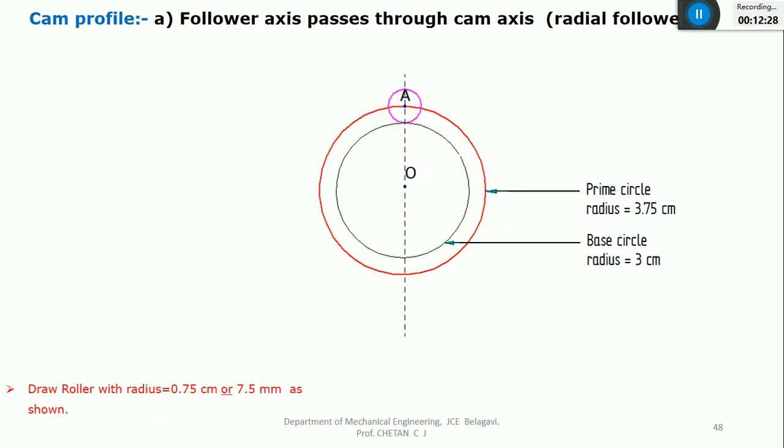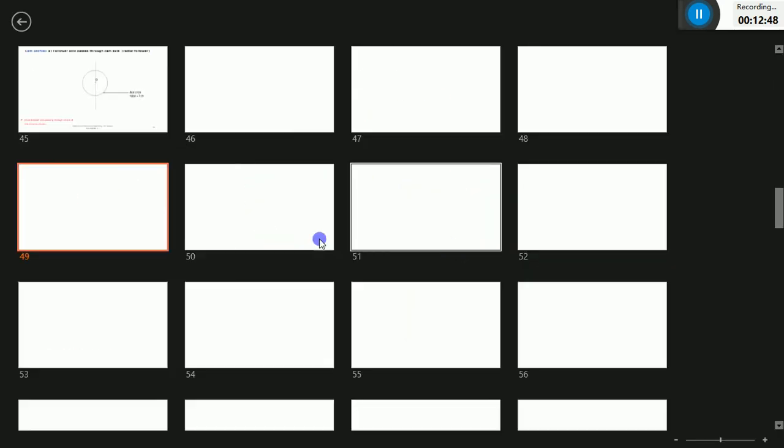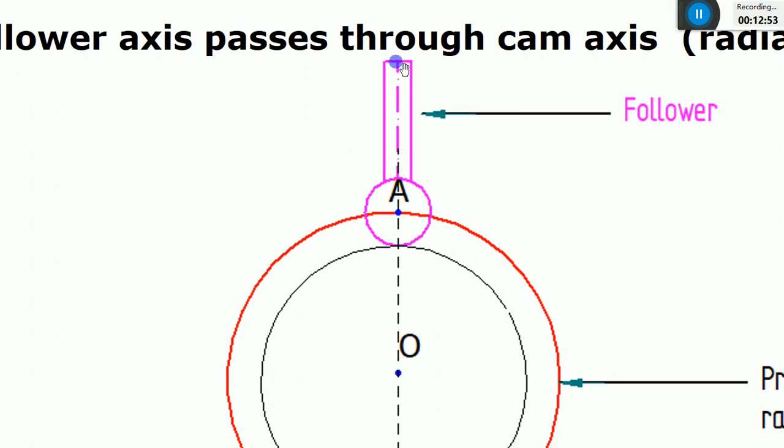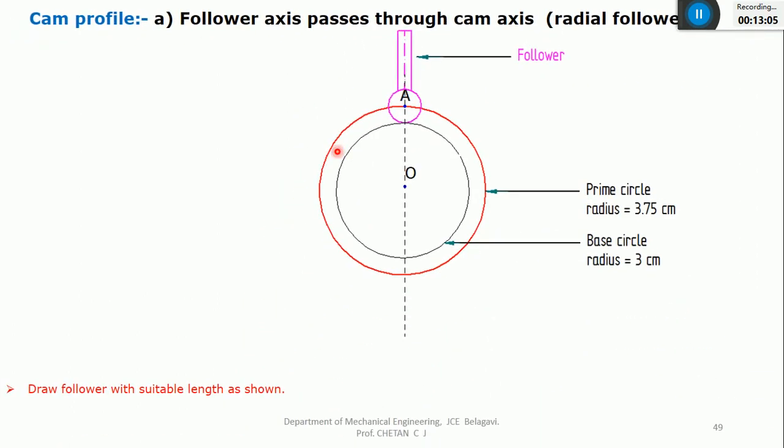After that, just indicate the follower with a height of 4 centimeter. You can take any length. For your convenience, you can take 4 centimeter. So from this point, you can take 4 centimeter, or you can start from this also. Don't worry about that one. Just indicate it is a follower. It is a roller type of follower. After that, I'll join this point O and point A.